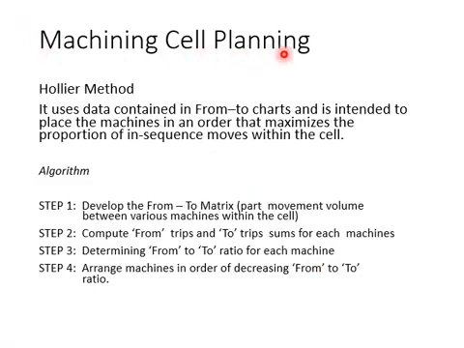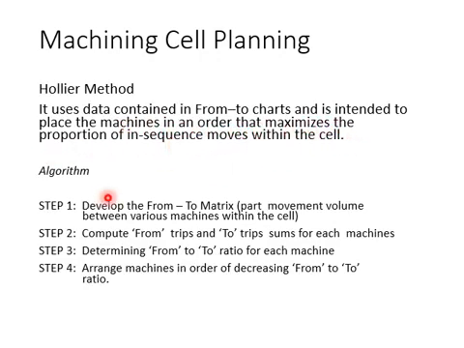Machining cell planning. From PFA we have obtained the associated machines and the part families. Now the question arises how we are going to sequence the machines within the cell. For this we make use of a heuristic method, that is the Hollier method. It uses data contained in from-to charts and is intended to place the machines in an order that maximizes the proportion of in-sequence moves within the cell.